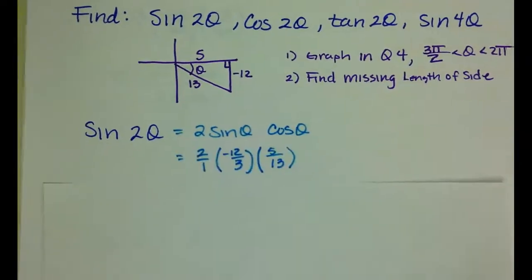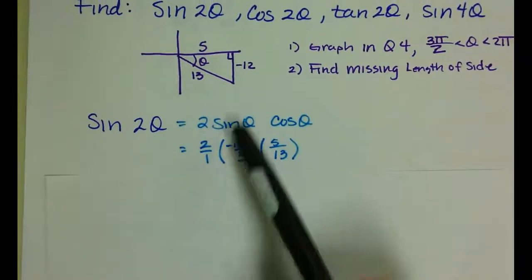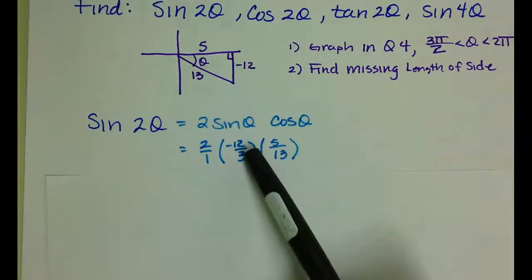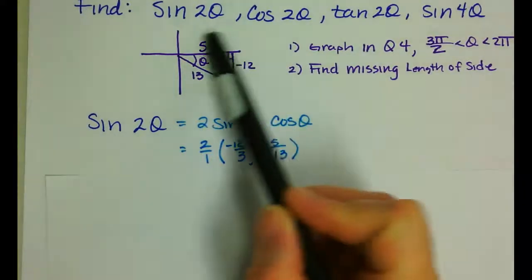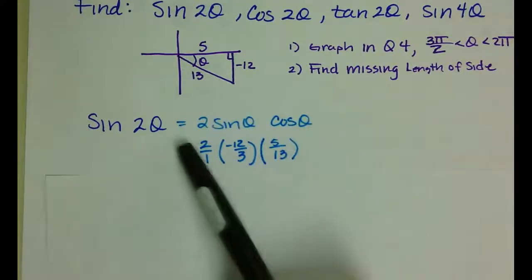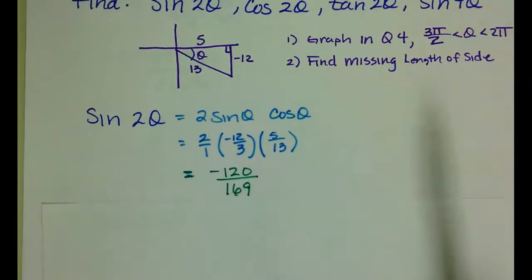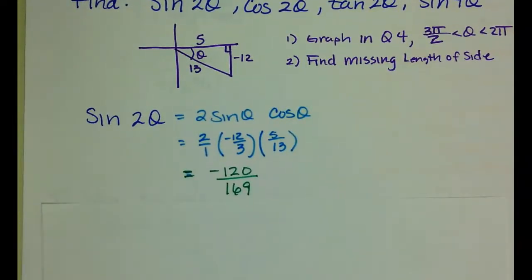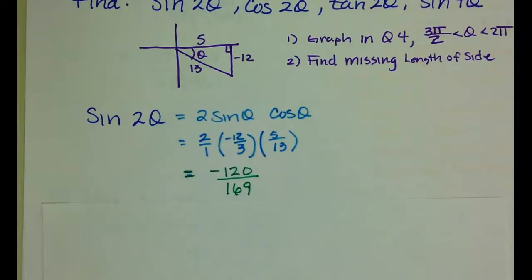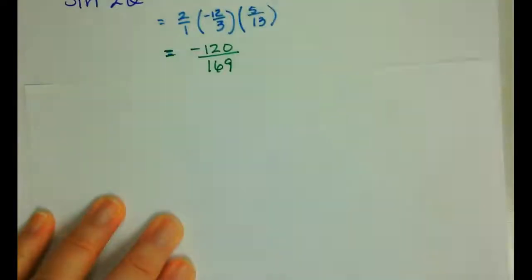So I have 2, and then sine of theta out of my triangle is -12/13, and cosine out of my triangle is 5/13. So you multiply the tops, you multiply the bottoms, and you get the fraction -120/169. So that's the first one we're calculating. Now we're going to calculate cosine of 2 theta.